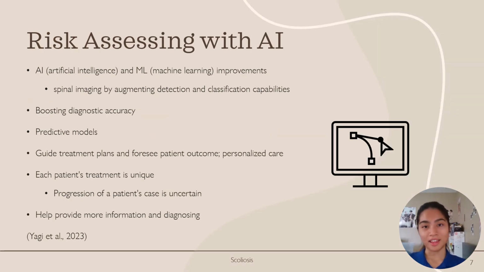Risk assessing with AI, artificial intelligence, and machine learning have made improvements in spinal imaging for detection and classification of scoliosis, boosting diagnostic accuracy. Since each scoliosis case is unique, it can help guide treatment plans and foresee patient outcome, and it can also give more information in diagnosing.